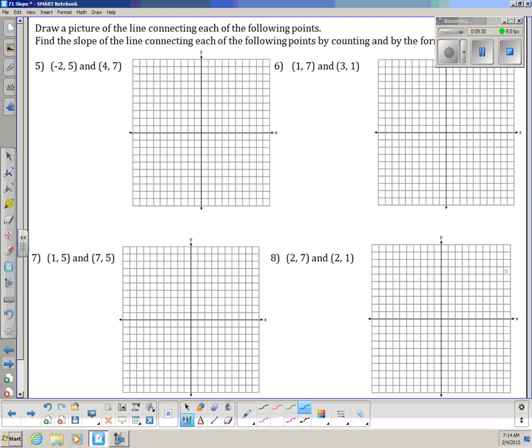And now I believe you will be able to calculate the slopes in 5, 6, 7, and 8. And what's going to happen there is you're going to see something that happens with the slopes, and we're going to use these as kind of practice problems.